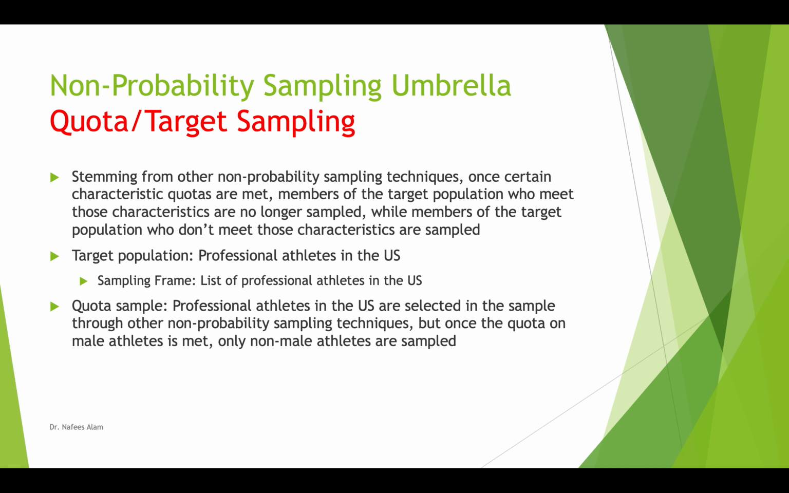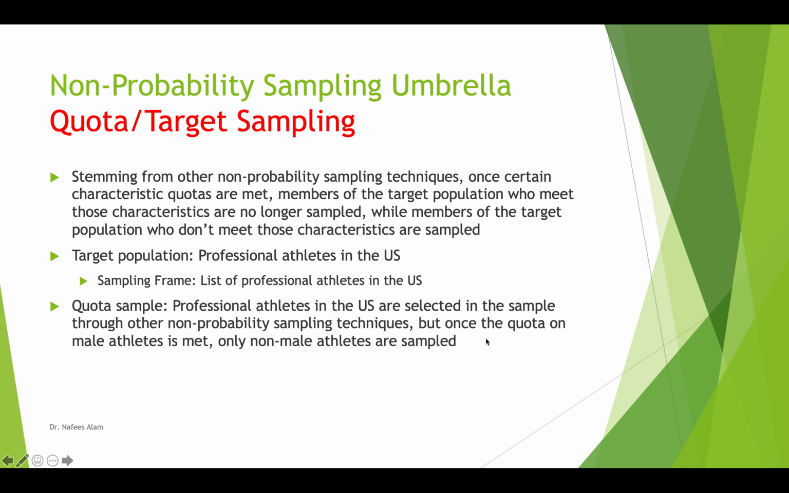Under the non-probability sampling umbrella, again, we have quota or target sampling. This usually stems from other non-probability sampling techniques first, and then once certain characteristic quotas are met, members of the target population who meet those characteristics are no longer sampled, while members of the target population who don't meet those characteristics are sampled. Sounds like a very long definition. I think the example here further clarifies everything, and takes it from a very wordy definition to something that's hopefully easier to understand.